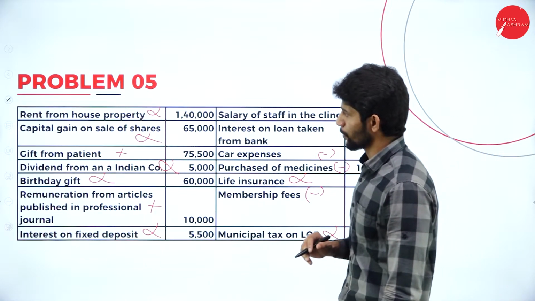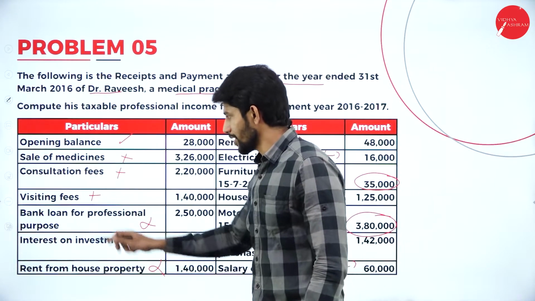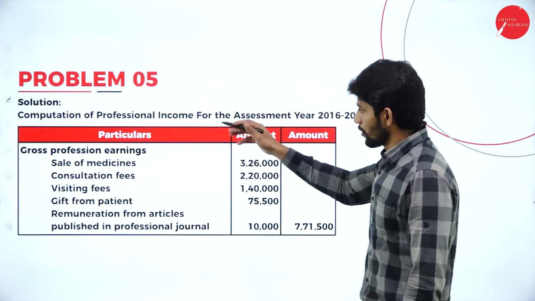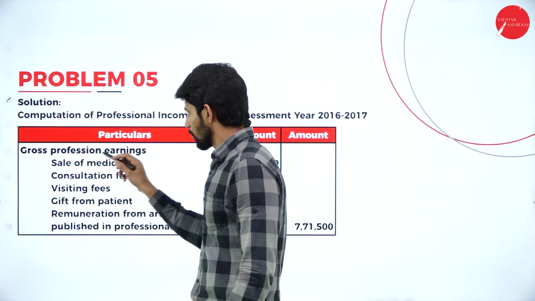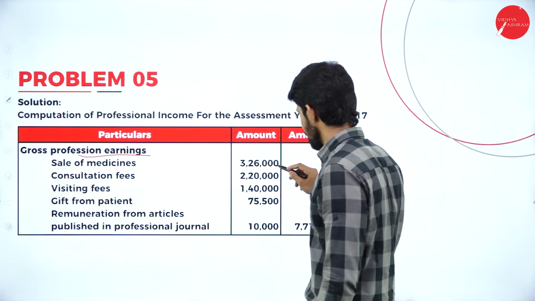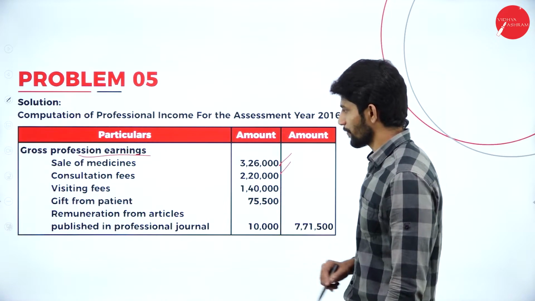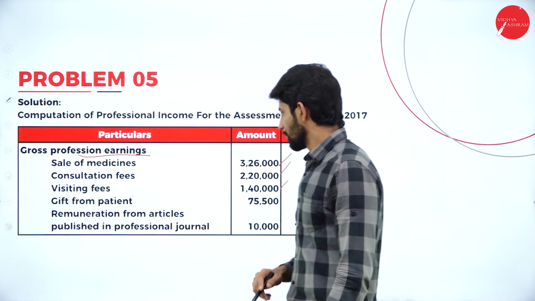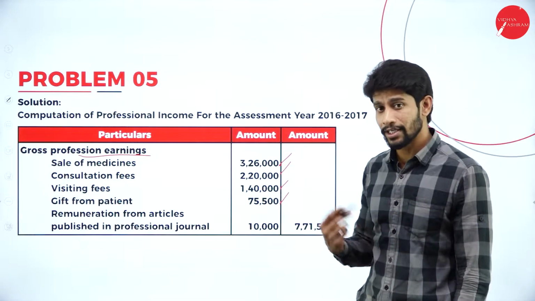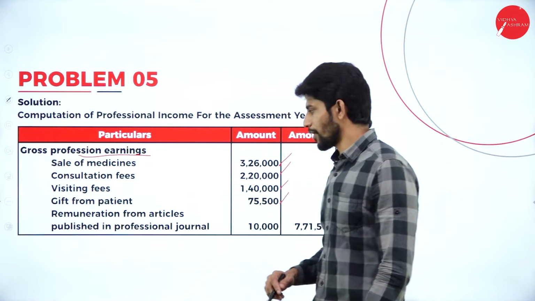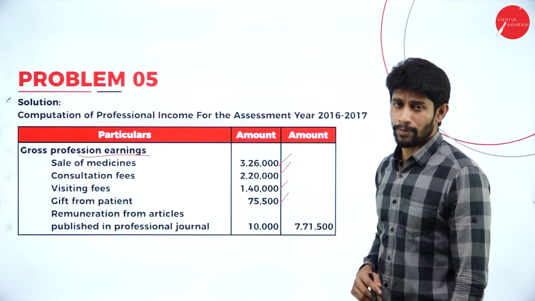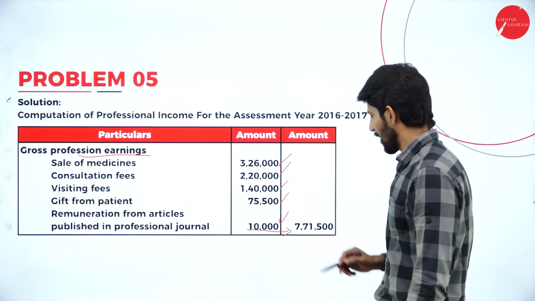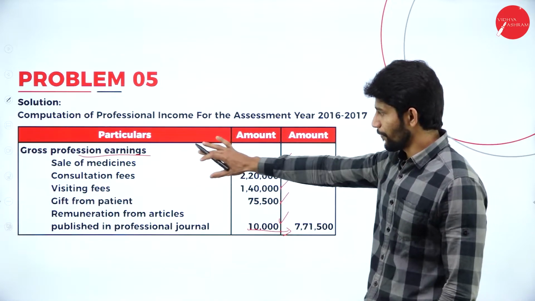Which all did we consider as professional incomes? Sale of medicine, consultation fees, visiting fees and gift from patients. Now, particulars and amount. Gross professional earnings. Sale of medicines, professional, consultation fees 2,20,000, visiting fees rupees 1,40,000. Next, gift from patients, yes, 75,500, professional income. Next, remuneration for publishing an article in a professional journal, 10,000. So, the total of rupees 7,71,500 is the professional earnings.